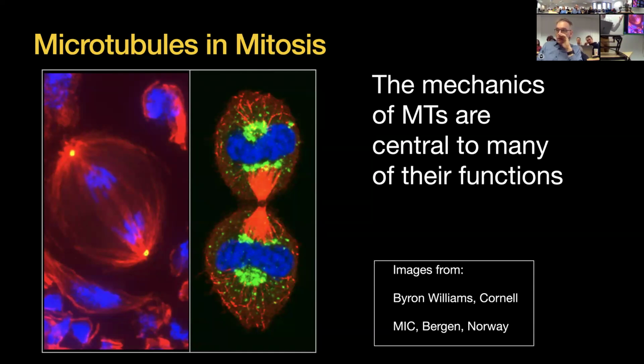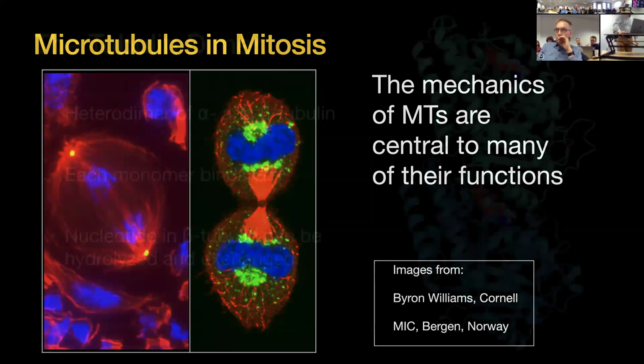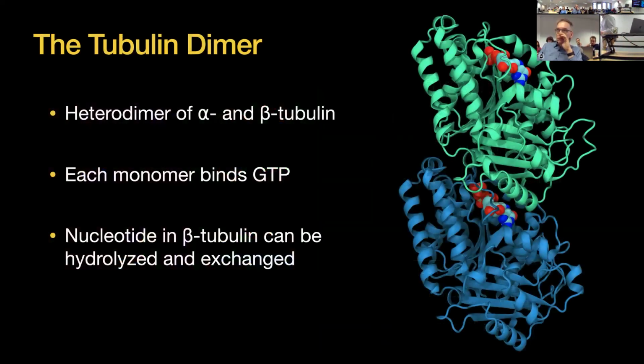And they basically separate the chromosomes, divide off the two cells, and then you've kind of completed your cell division. Okay, so the building blocks of microtubules are tubulin, right? These tubulin dimers. This is a heterodimer of alpha and beta tubulin. So alpha here is in the bottom, beta tubulin is on the top. Each one of these binds a copy of GTP, okay, is the nucleotide.